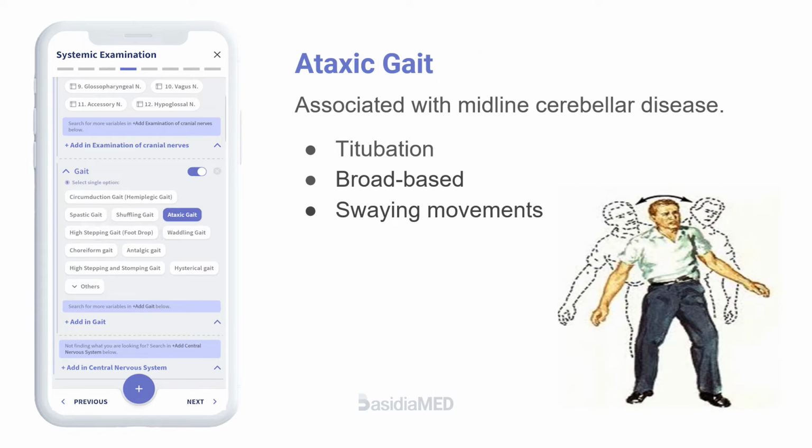Ataxic gait. Seen in cerebellar disease, described as clumsy, staggering movements, with a wide-based gait. On standing still, the patient's body swaggers back and forth, and from side to side, known as titubation. Patients will not be able to walk from heel to toe or in a straight line. Acute alcohol intoxication will resemble this gait.